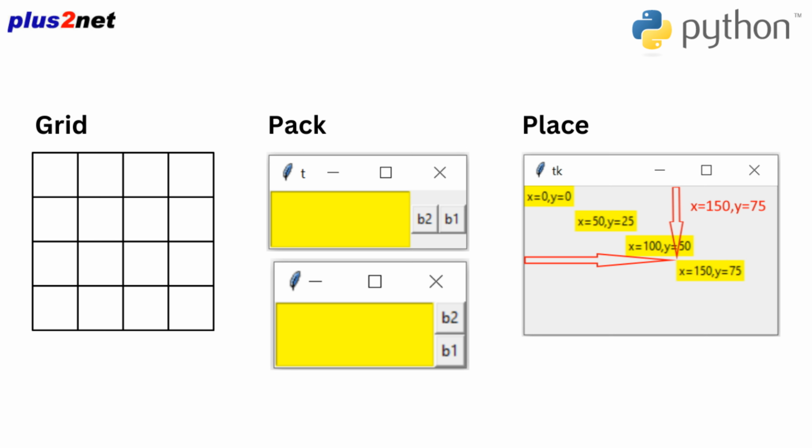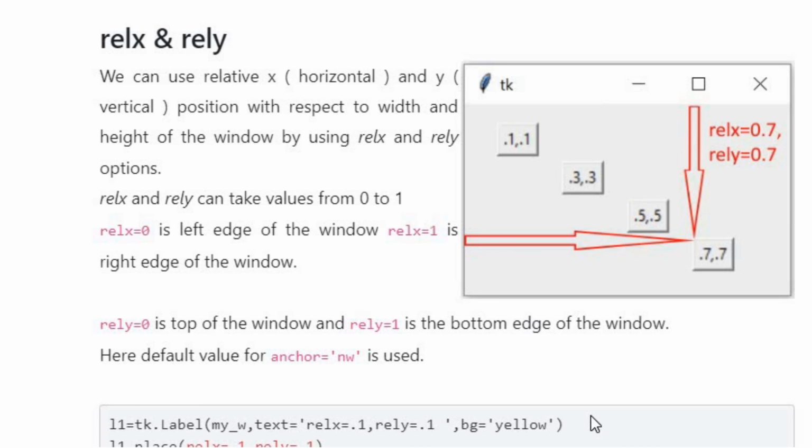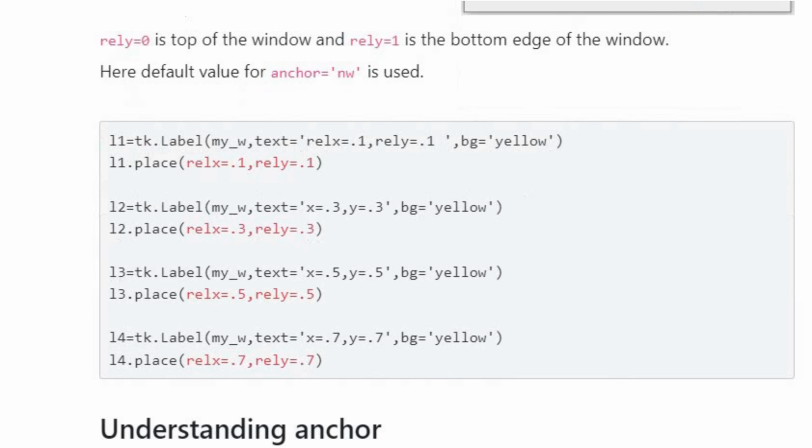Place is the way to go when you need absolute precision or you're working with really specific customized layouts. Imagine designing a game, right? You need those characters and objects to be positioned perfectly down to the pixel. Or maybe you're building a scientific visualization tool. You need that fine-grained control over where everything goes. Place gives you that control.